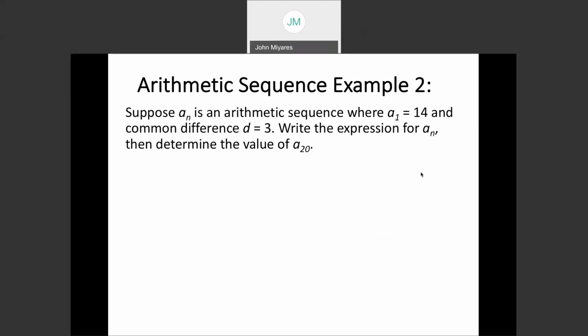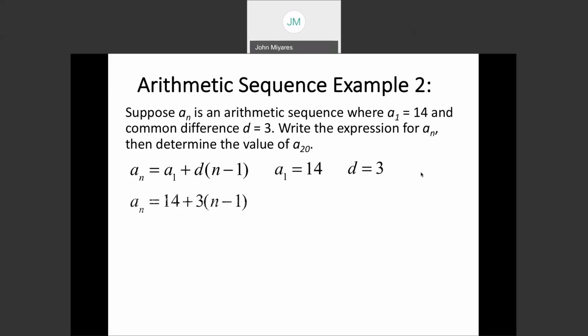Here's a similar example. Suppose a sub n is an arithmetic sequence where a sub 1 equals 14 and the common difference d equals 3. Write the expression for a sub n, then determine the value of a sub 20. Just like before, we're going to start with our generic formula a sub n equals a sub 1 plus d times the quantity n minus 1. We're given that a sub 1 equals 14 and that d equals 3.